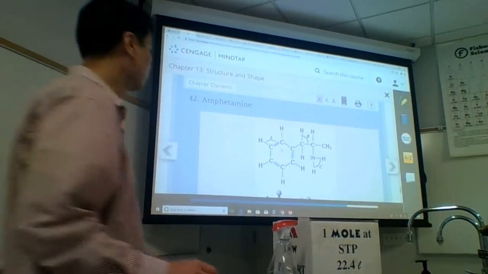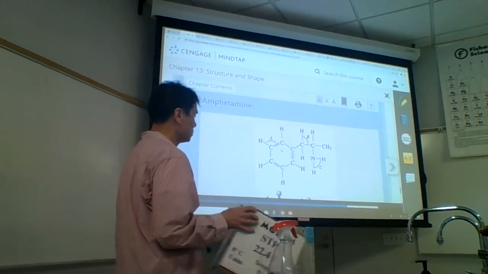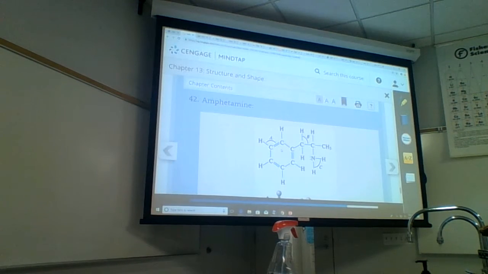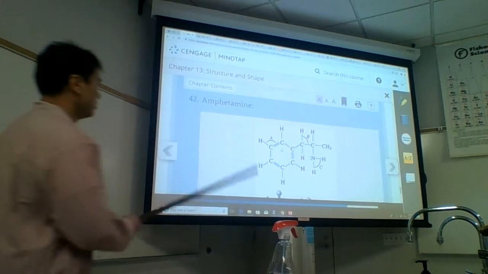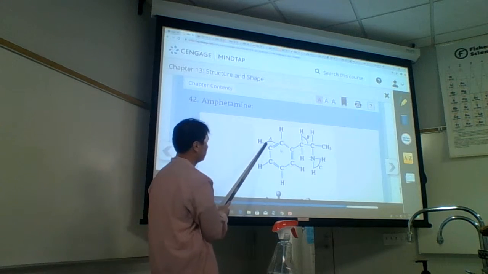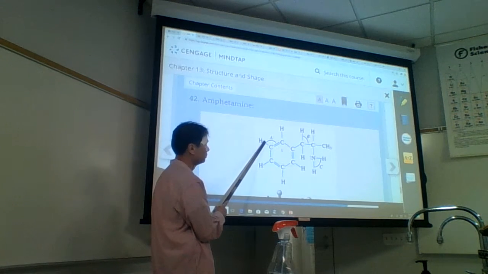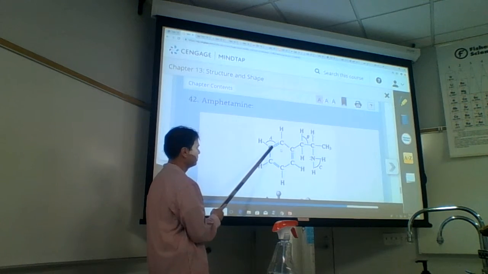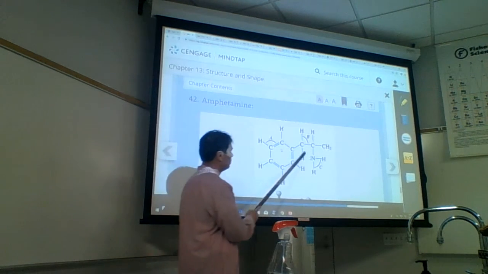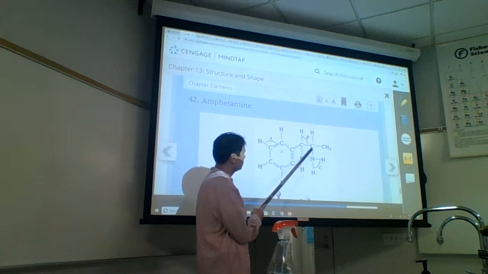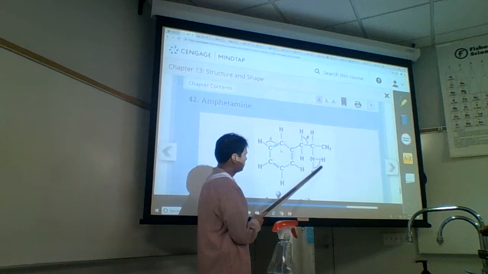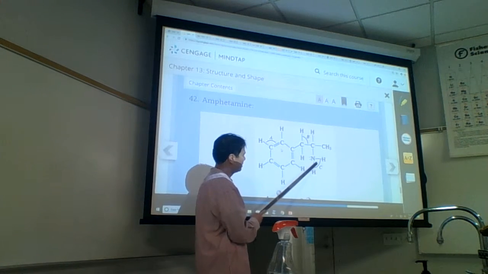Just get some more practice looking at Lewis structures and trying to figure out the structure. So how about A? What's the angle you predict for A? 120. This is trigonal planar for both EPG and MG. B, 109. This is going to be tetrahedral, both MG and EPG.